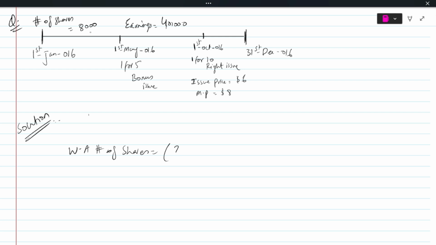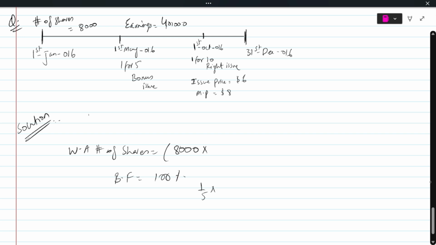The shares at the start of the year were 8,000. I will multiply this with the bonus factor. Why bonus factor? Because we have a 1 for 5 bonus issue, right? So that means we will have to calculate the bonus factor. How do I calculate the bonus factor? 100%, right? 1 for 5 would represent how much? 20%, right? That would be 120%. And then 120 divided by 100 would be 6 over 5, right? So 6 over 5 is my bonus factor, and I'm just going to multiply 6 over 5 over here.